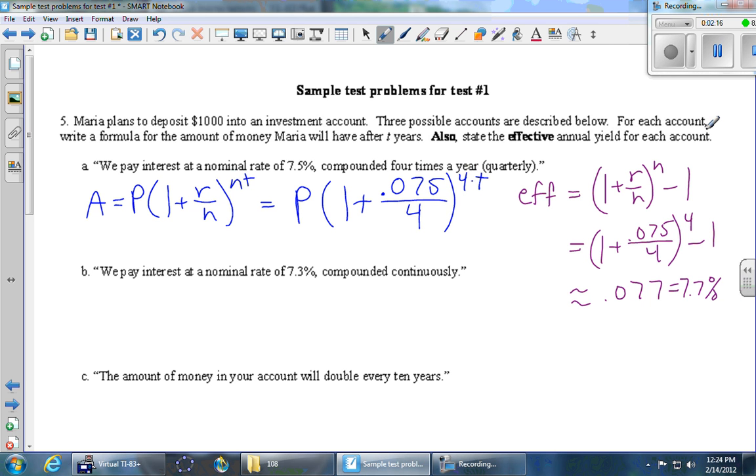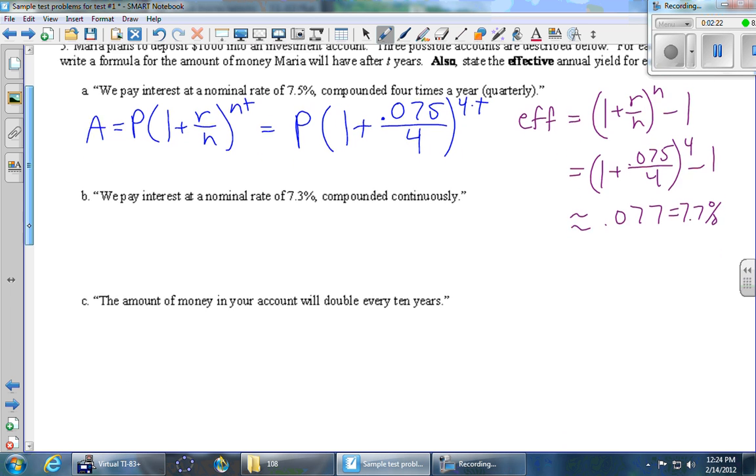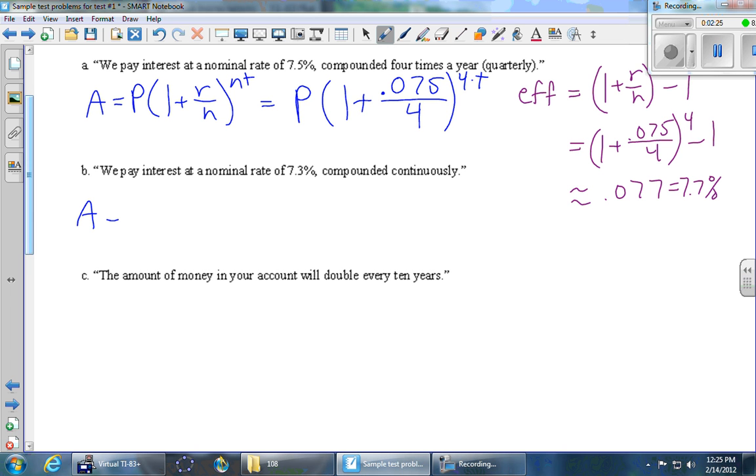Okay, part B, we pay interest at a nominal rate of 7.3% compounded continuously. Different formula for this one. This is PERT. A equals Pe^(rt). Principal is just P. Interest rate is 0.073. t is t. So that's our formula.